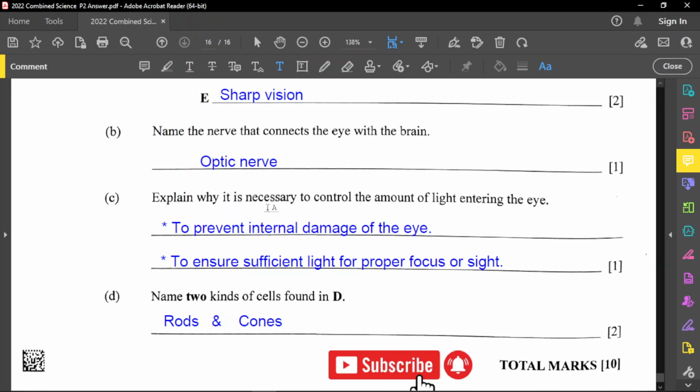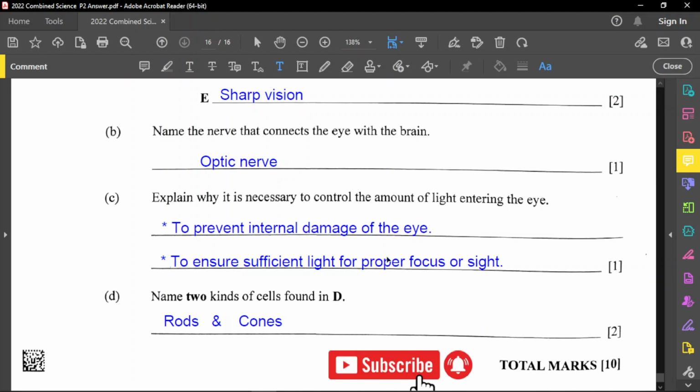It then asks to explain why it is necessary to control the amount of light entering the eye. There are a number of reasons. One is to prevent internal damage to the eye, because if too much light enters the eye, it could cause damage, and you may also not see well. Two is to ensure sufficient light or proper focus for sight.